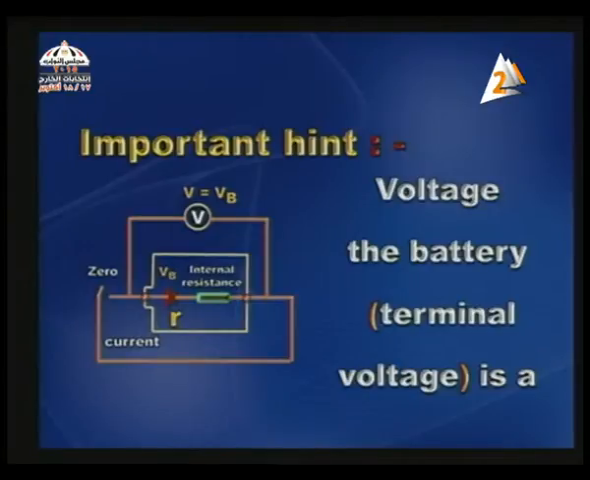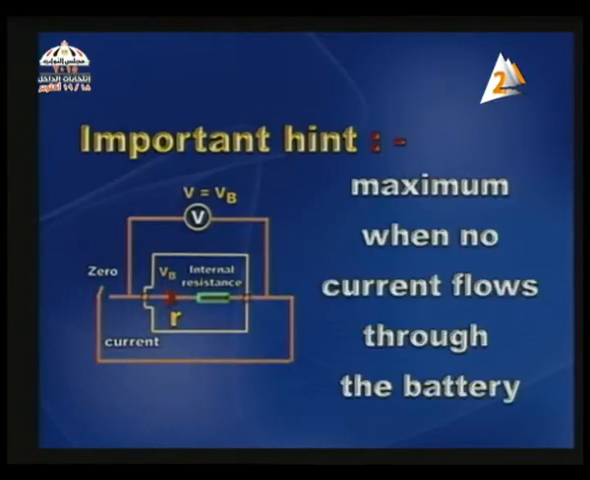In front of you, your attention please. We've got a battery. No current flows through the battery. Zero current flows. What happens? The reading on the voltmeter is a maximum and it is equal to V battery. Let me say it again. When no current flows through the battery, terminal voltage is a maximum and equal to V battery. This is the first important hint.